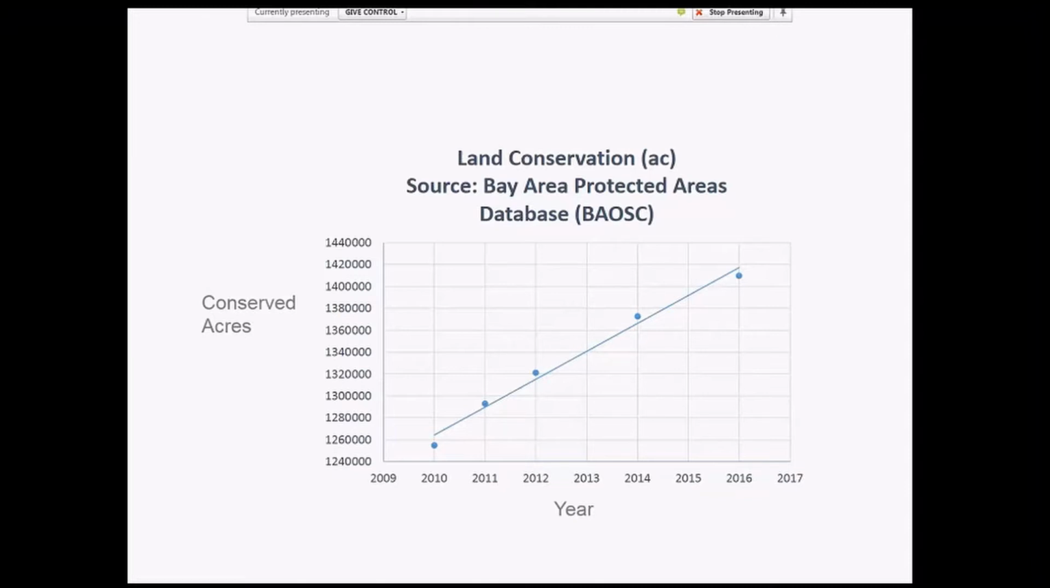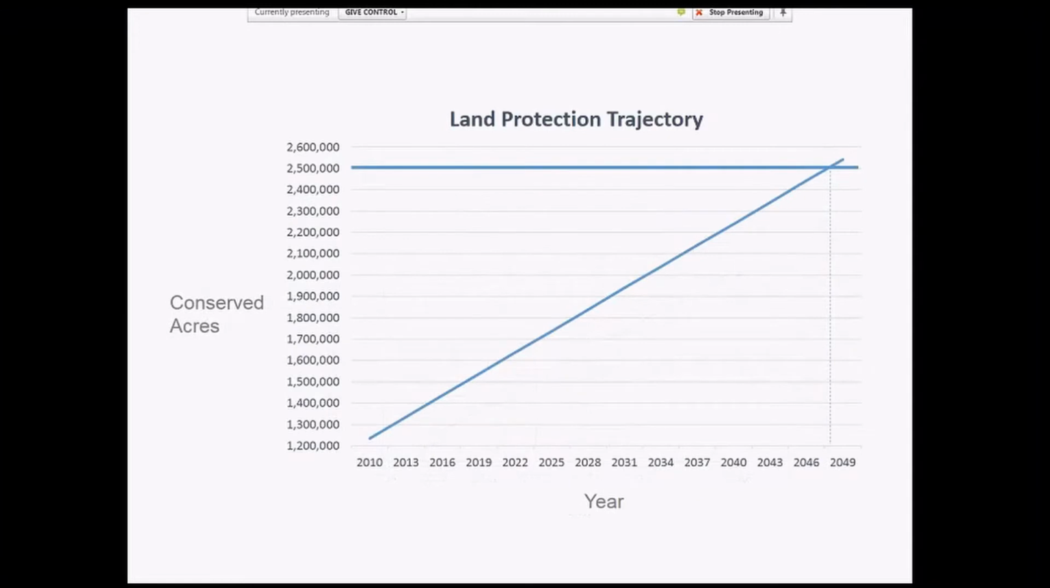But this is the trajectory over the course of 7 or 8 years, and if you extend that trend line, we are slated to hit 2.5 right around mid-century. Now, the large parcels out there are becoming fewer and fewer. So what we would need to do in order to meet this goal is to rely on policies that achieve the goals as well. But we think it's doable.